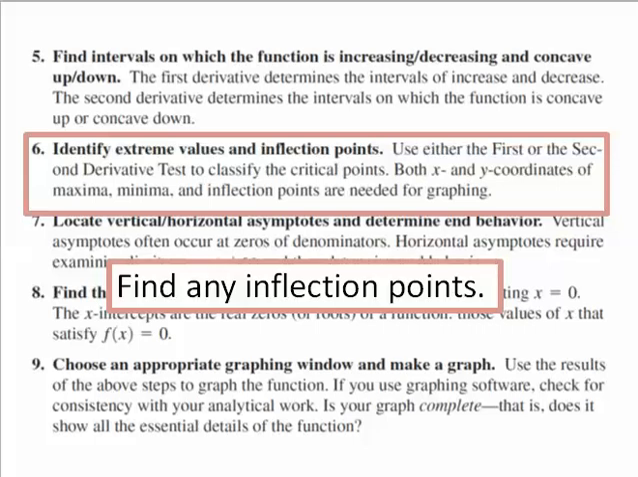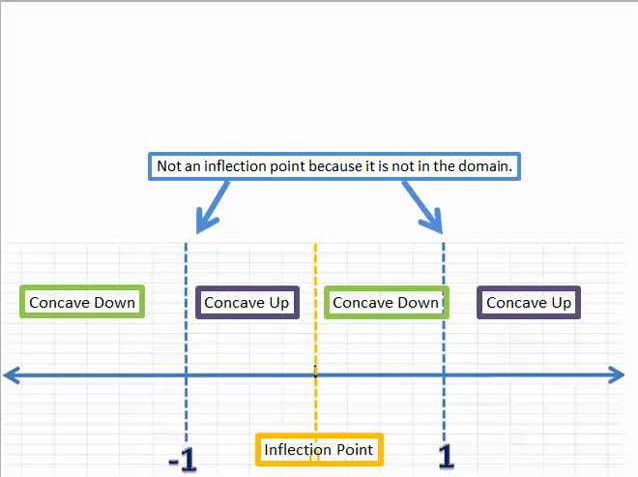Find any inflection point. We have an inflection point at x equals 0. -1 and 1 are places where the concavity changes. However, we do not call those inflection points because they are not in the domain.